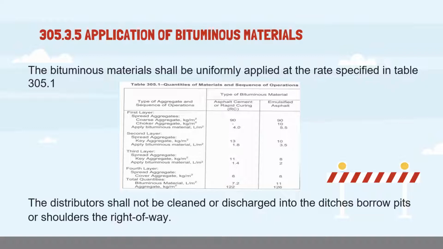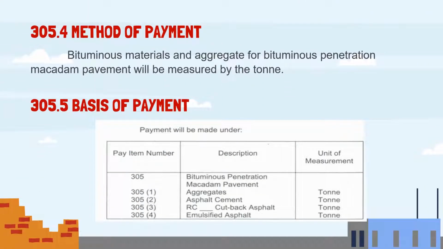Next. 305.4 Method of payment. Bituminous material and aggregate for bituminous penetration macadam will be measured by the ton. The quantity to be paid for shall be the number of tons of bituminous material and aggregate used and accepted in the complete work. The basis of payment: each material will be paid by unit measurement by the ton.